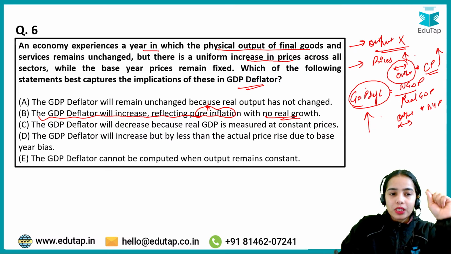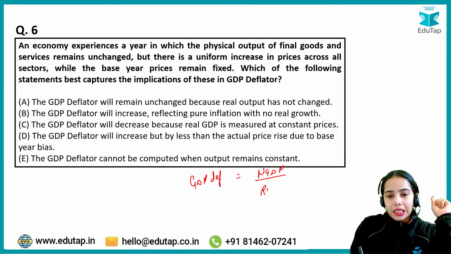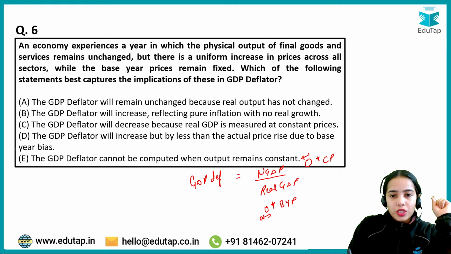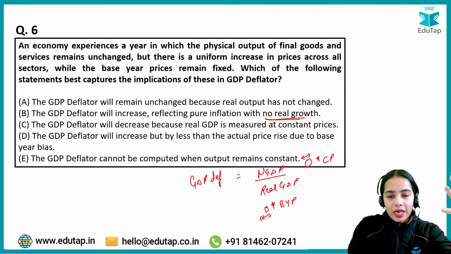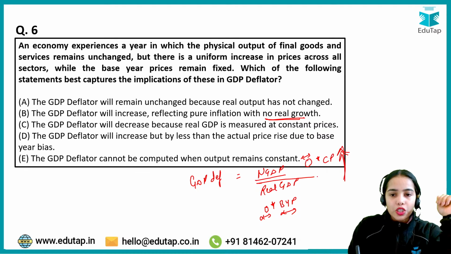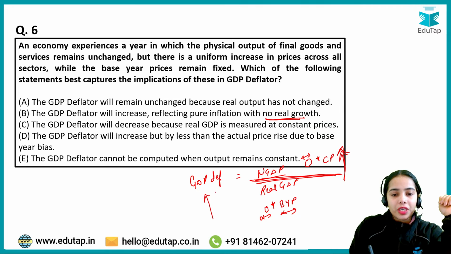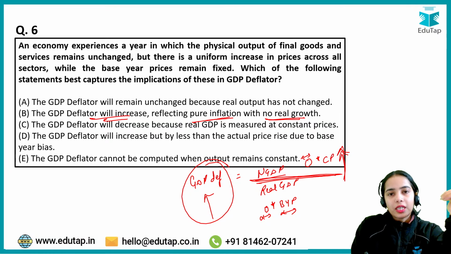GDP deflator will increase. Remember, it is nominal GDP divided by real GDP. Real GDP is your output multiplied by the base year prices. Nominal GDP is output multiplied by current prices. Output is constant, not changing. That means there is no real growth. But the current prices are increasing, while base year prices are constant. So if the current prices are increasing, that means GDP deflator is increasing. GDP deflator will increase, reflecting pure inflation.